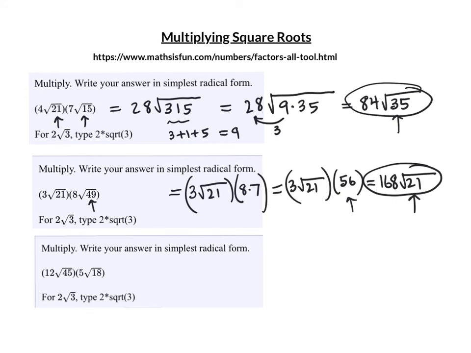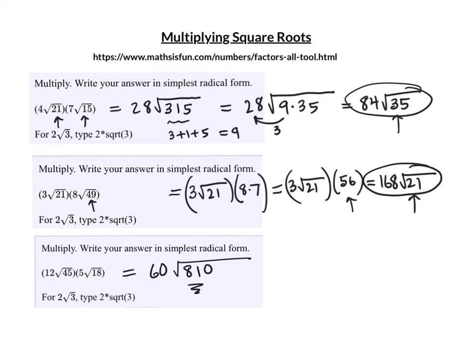Last example, and I just noticed I had an adding problem there and didn't mean to do that. Put a multiplying one in, let's give it a try. So, 12 root 45 times 5 root 18. 12 times 5 is 60. Root 45 times root 18 is 810. So we're looking for perfect squares in 810.